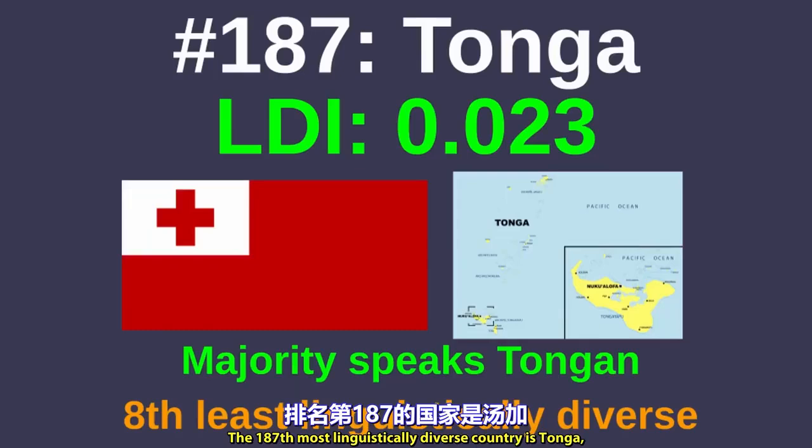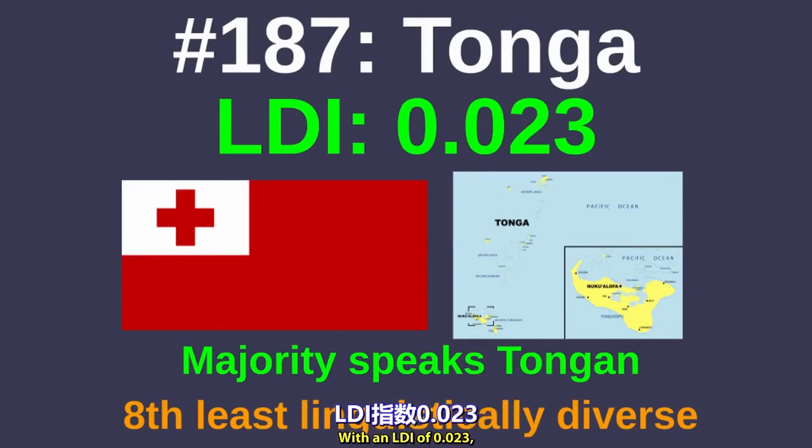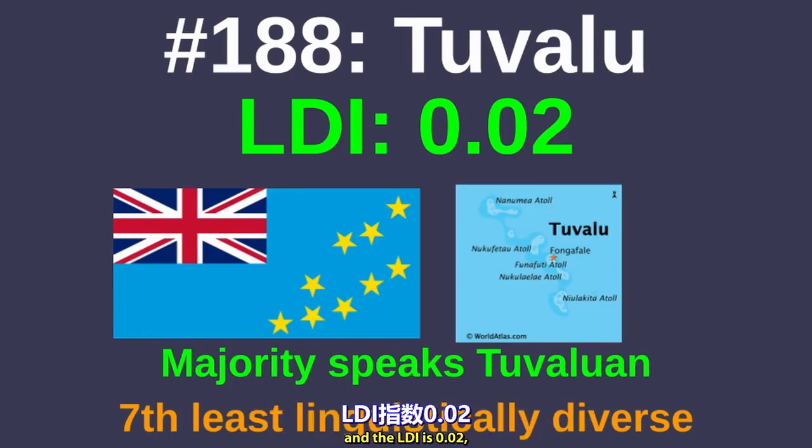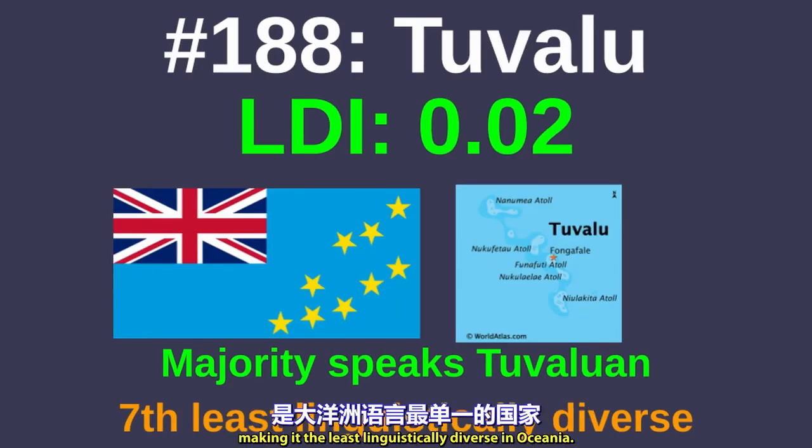The 8th least linguistically diverse country is Tonga, where the vast majority speak Tongan, yielding an LDI of 0.023, followed by Tuvalu, where the majority speak Tuvaluan, and the LDI is 0.02, making it the least linguistically diverse in Oceania.